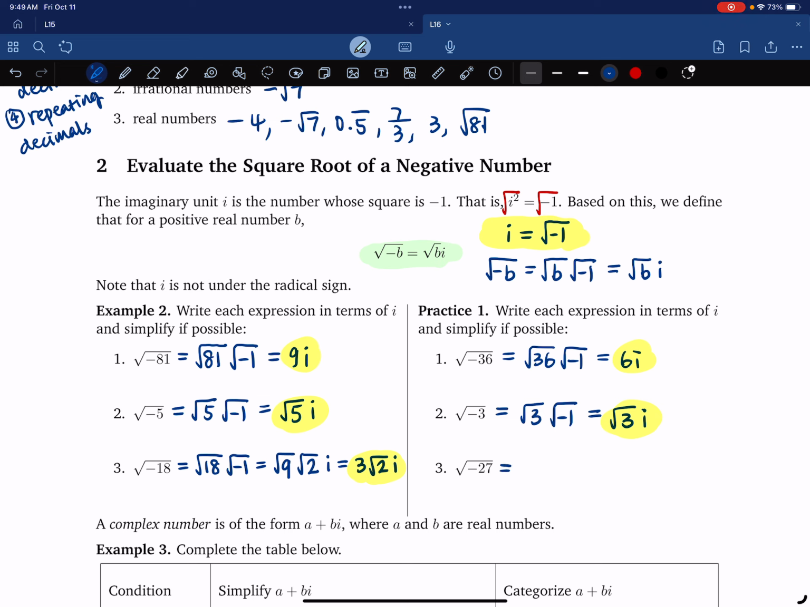Okay, so I'm going to split this as square root of 27 and square root of negative 1. Simplify each of them. For 27, I'm going to do 9 and 3. So square root of 9, square root of 3. For square root of negative 1, I'm just going to do i. And this leads to 3 square root of 3 i.